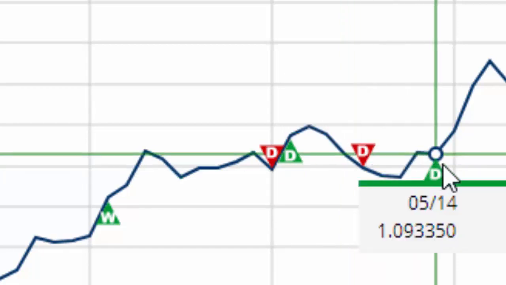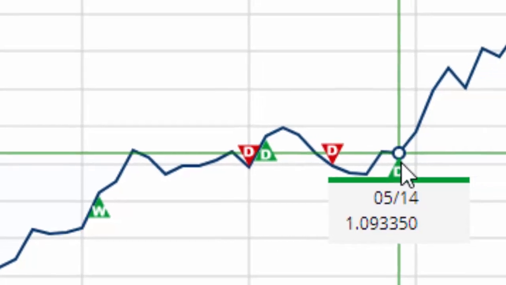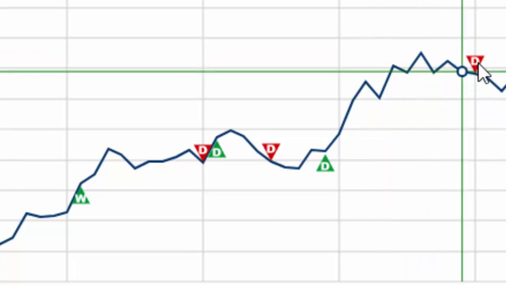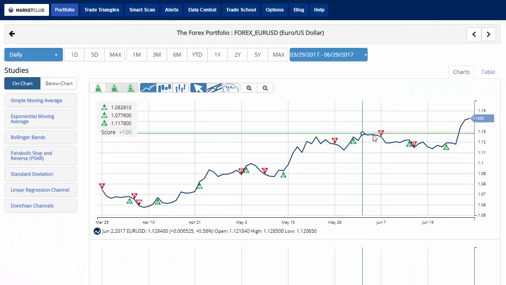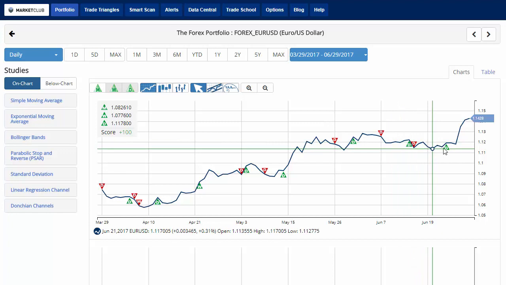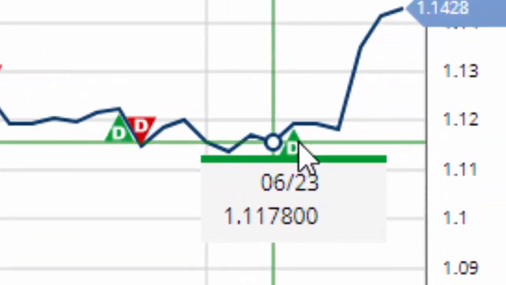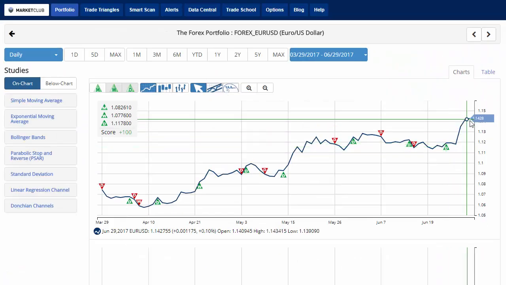Moving to the right on the chart, we had a re-entry on 5/14 at 1.093. And we came along to an exit here at 5/26 at 1.117. And as you can see, we have a couple more trades following along, kind of bouncing along, and we currently have our last trade that we're in that triggered on 6/23 at 1.1178, and we're still currently holding this position, currently trading at 1.1428, waiting on a red daily trade triangle to signal an exit from this trade.